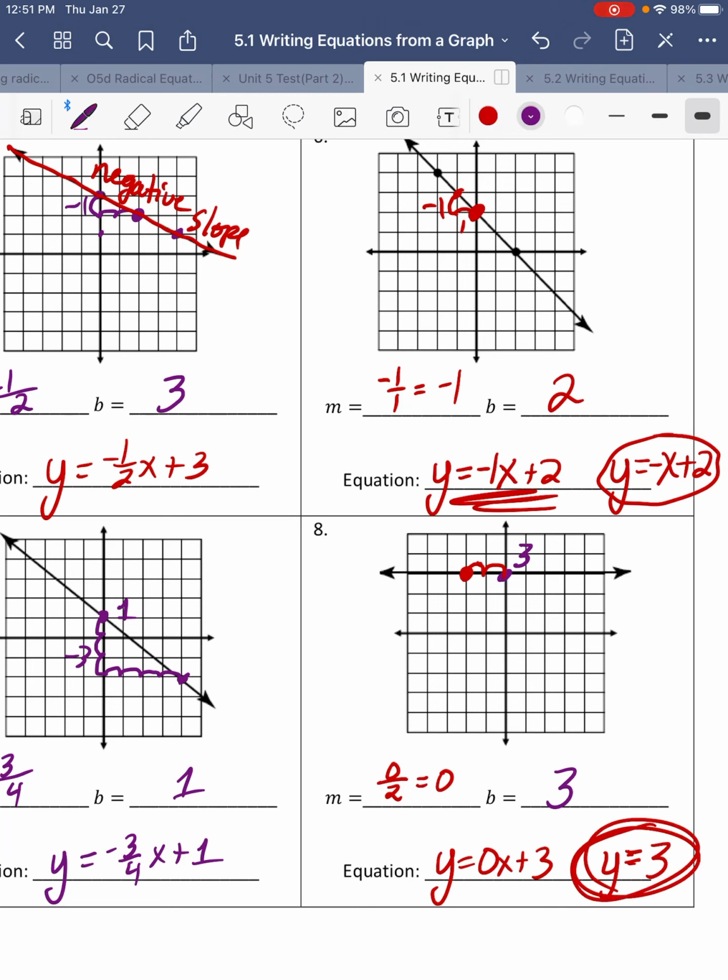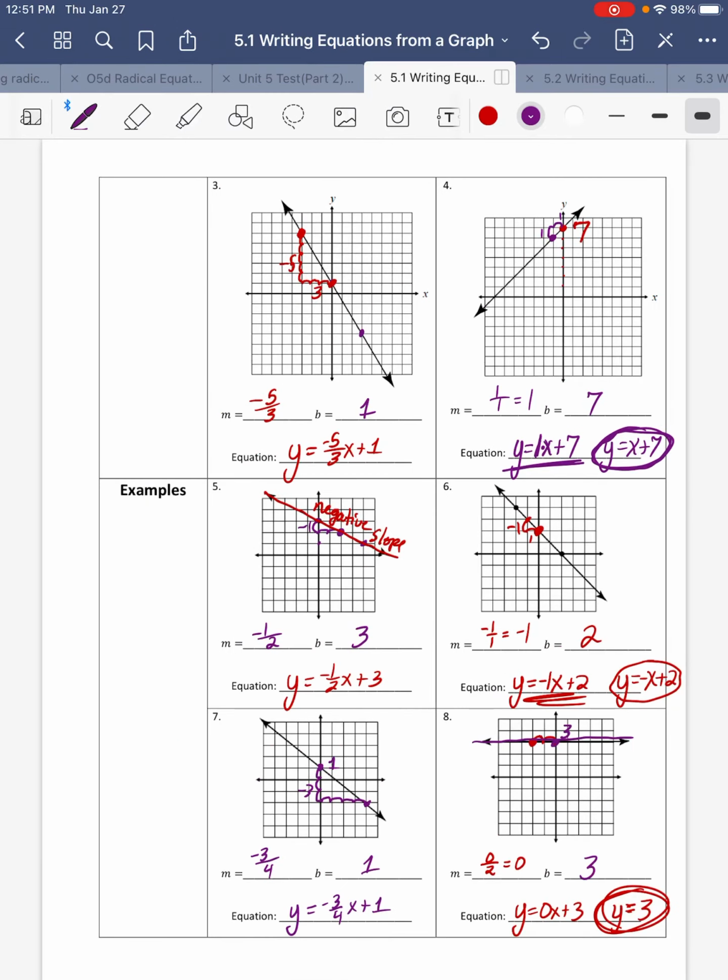But you already know about this. A horizontal line is y equals the y-intercept. So it's y equals 3.